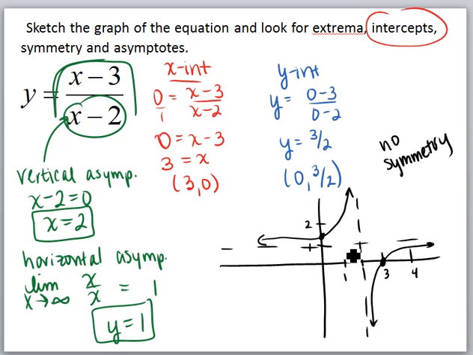And symmetry about the origin means that the point x, y and negative x, negative y would be on the same graph. So 3, 0 and 0, 3 would both be on this graph, and they're not. So we'll see some more examples of symmetry as we move on if that was confusing, and I can also discuss that further with you individually if that's something that you need.